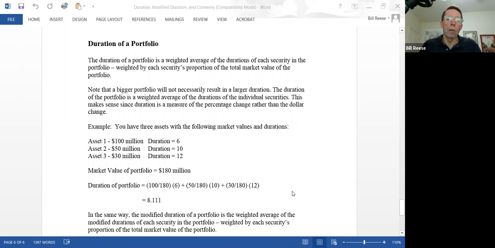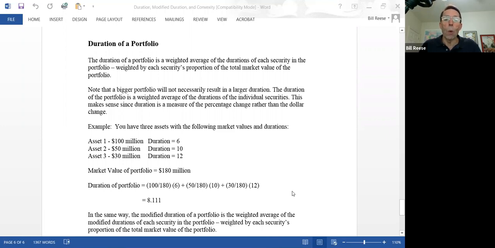Asset number 2 has a market value of $50 million and has a duration of 10. Asset number 3 has a market value of $30 million and a duration of 12. So that's your portfolio. Now, the market value of the portfolio, of course, you add those 3 together and you get $180 million. The duration of the portfolio is going to be asset number 1's proportion of the market value. So that's going to be 100 million divided by 180 million multiplied by asset 1's duration. Asset number 2, it's going to be its proportion of the market value, 50 million divided by 180 million times its duration, which is 10. And then asset number 3 is going to be 30 million over 180 million times its duration, which is 12.